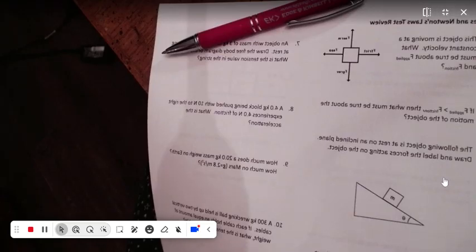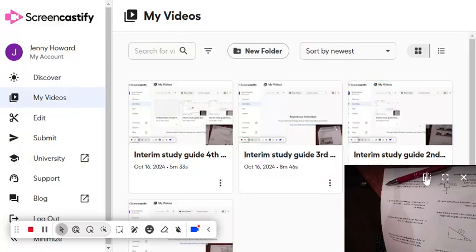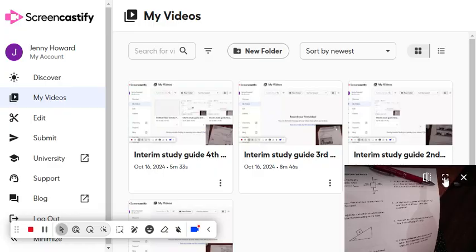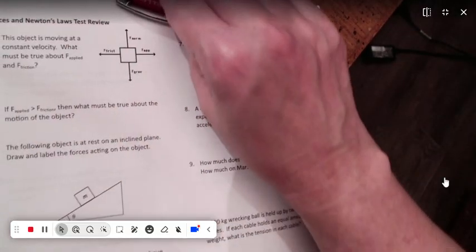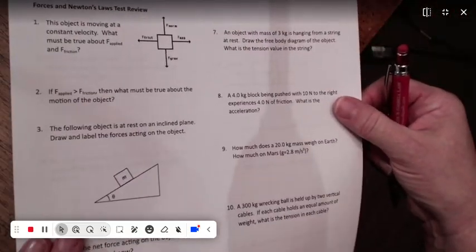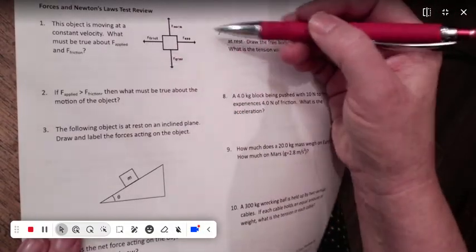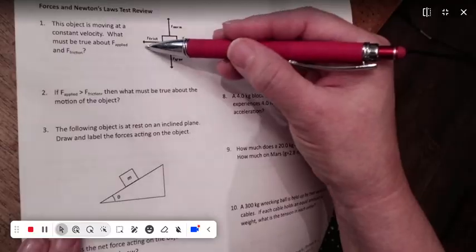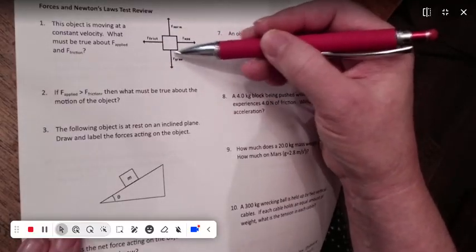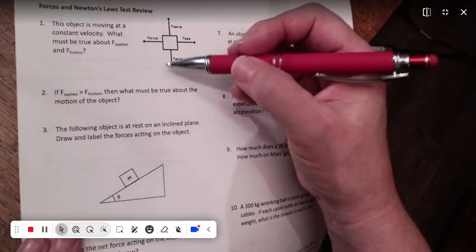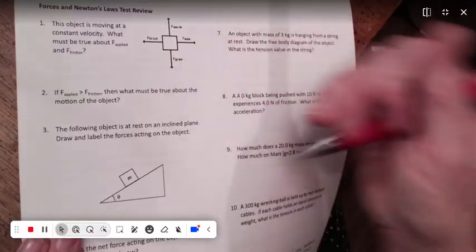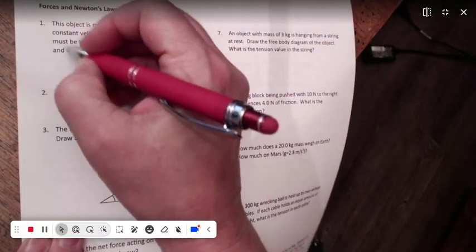Okay, this is our study guide for our Newton's Laws test, which is on Thursday. Okay, so this is an object moving at a constant velocity. What must be true about applied force and force of friction? So this is moving along maybe a tabletop, and if it's at constant velocity, our forces have to be balanced.